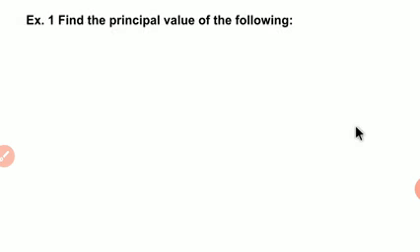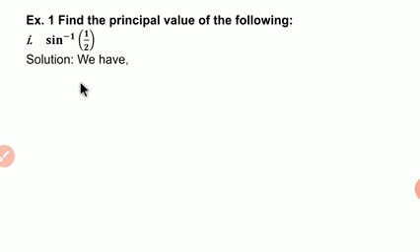So see the first example. Find the principal value of the following. First example under this common instruction is sine inverse of 1 upon 2. Means we have to find the principal value of sine inverse 1 upon 2. So see the solution.